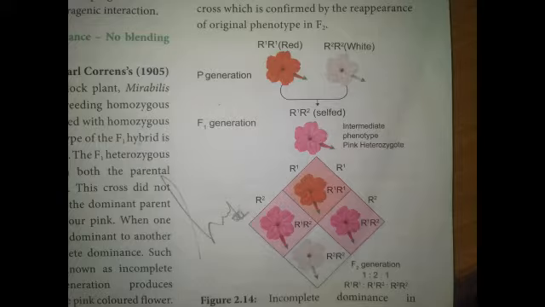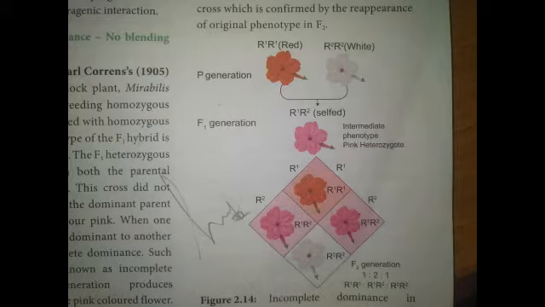So in incomplete dominance, both the genotypic ratio and the phenotypic ratio are the same, that is 1:2:1. From this, we can conclude that the alleles themselves remain discrete and unaltered, proving Mendel's law of segregation. The phenotype and genotype ratios are the same. There is no blending of genes here. In incomplete dominance, the genes do not blend with each other.